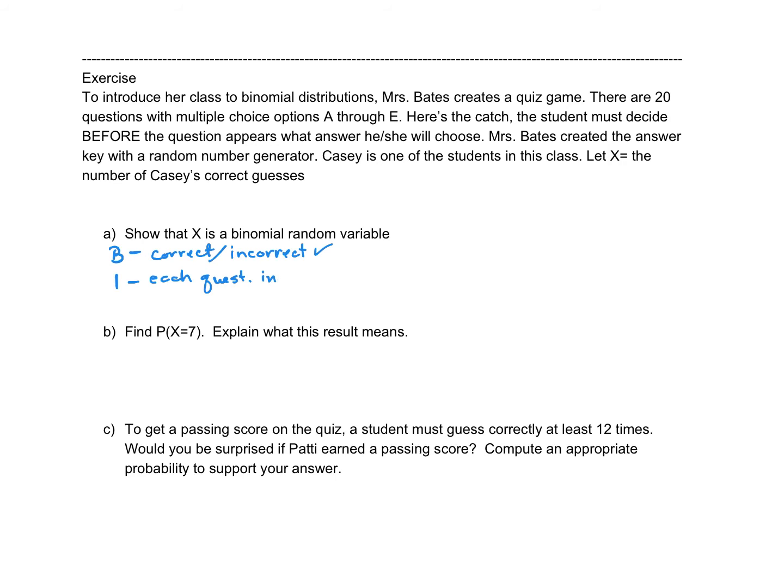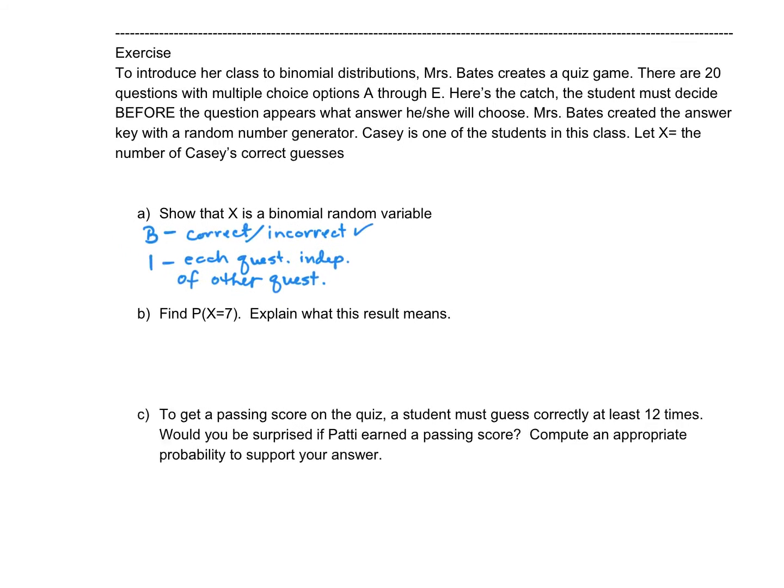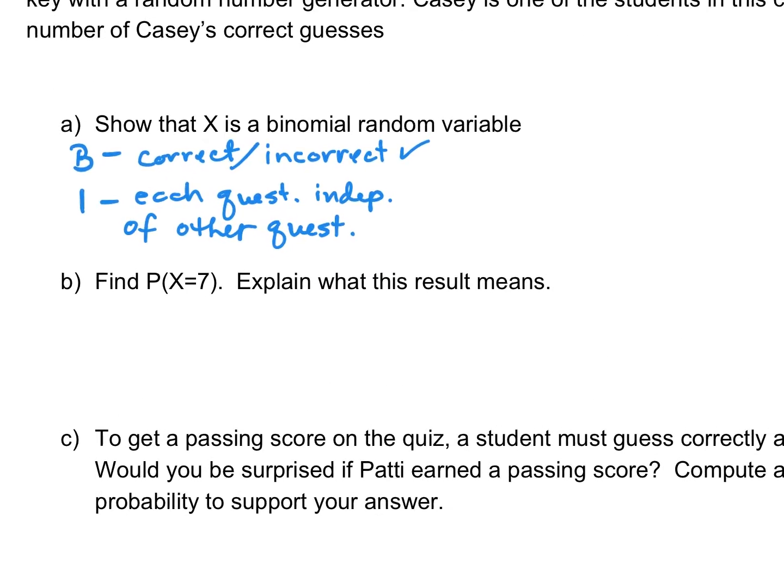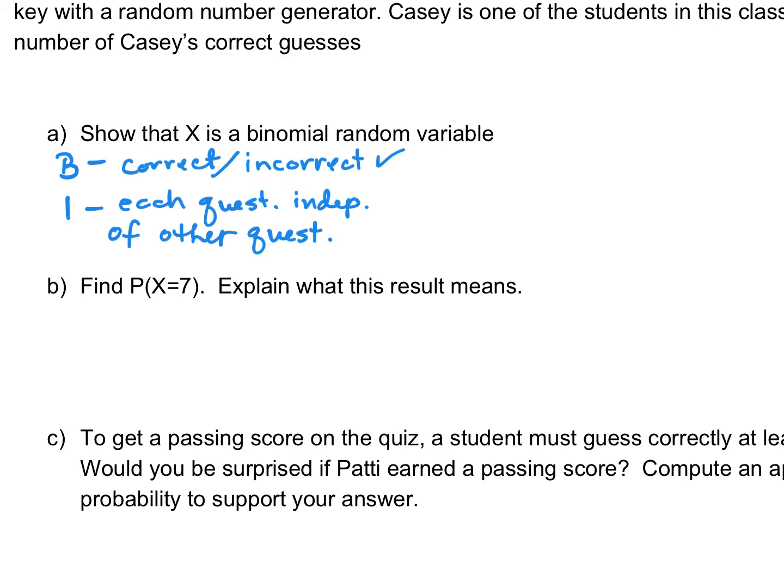Each question is independent of other questions. Okay? Let me make that bigger so you can see it in the back. All right, N is 20 questions. So that works. And P, or S, which is P, right? The S in BINS is success. What is the probability of getting a correct answer? 20%, which is 1 out of 5.